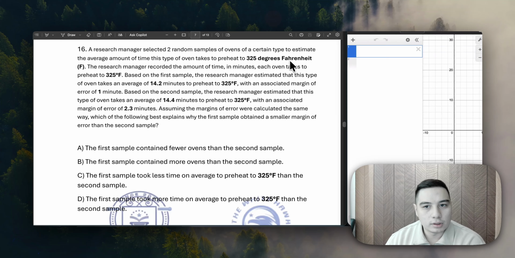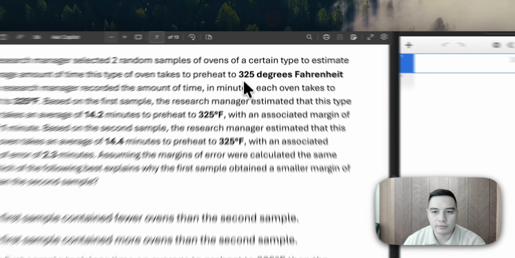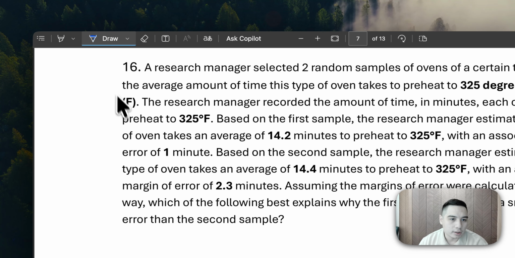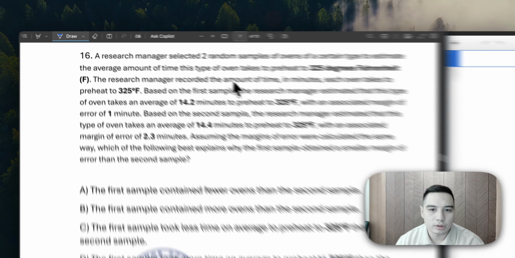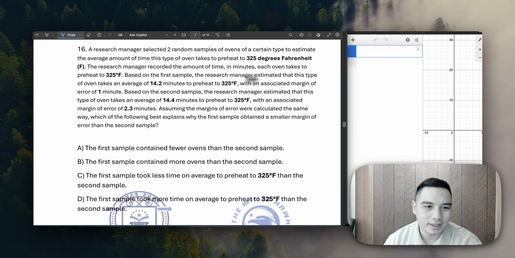So we are continuing with the next question. The research manager selects two random samples of ovens of a certain type to estimate the average amount of time this type of oven takes to preheat to 325 degrees Fahrenheit. The research manager records the amount of time each oven takes to preheat.